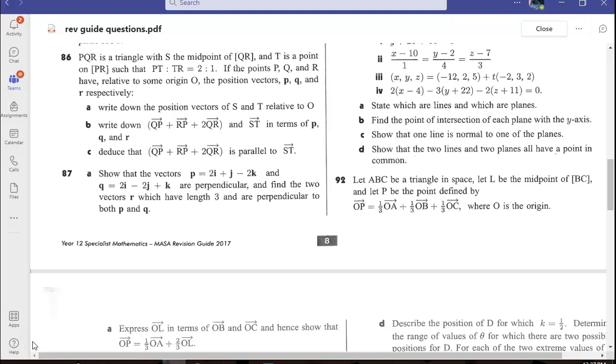And how do you find the unit vector? Sorry, that was: find the unit vector and multiply by 3. And how do you find the unit vector? Divided by the modulus of it. So find its length and divide through.